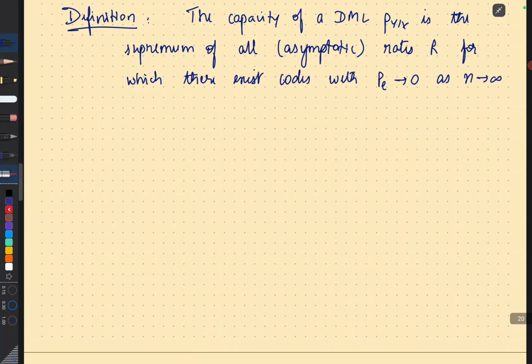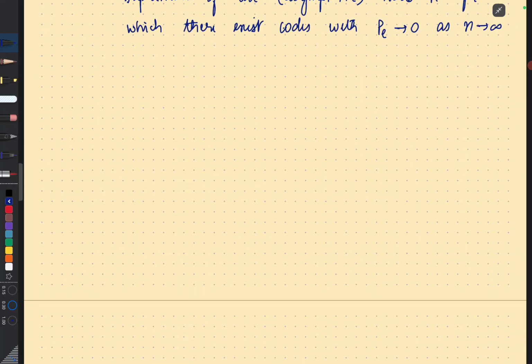Right, we basically want to know asymptotically what is the largest rate R for which there exist codes with probability of error that is vanishing as n tends to infinity. All right. And that largest, or supremum, of all possible such rates is called the capacity of the discrete memoryless channel. And this is the result that we'll try to prove.